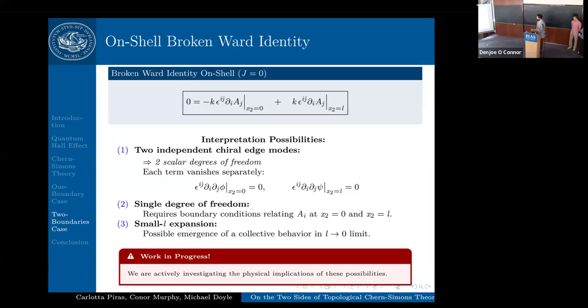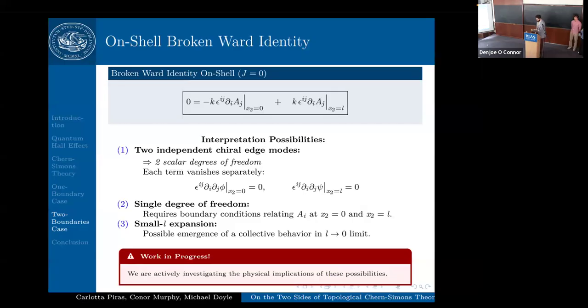We may bring the broken Ward identity on shell, which amounts to setting J equals 0. We notice that the solutions to this may be more complicated than the one boundary case. In the one boundary case, as explained by Conor, we could define a single scalar field that will let the term vanish. But here we have two terms evaluated on either boundary. So we have to consider several possible cases. One is that we have two separate scalar fields, one defined on each boundary. So both terms vanish separately, but this might not be the only solution.